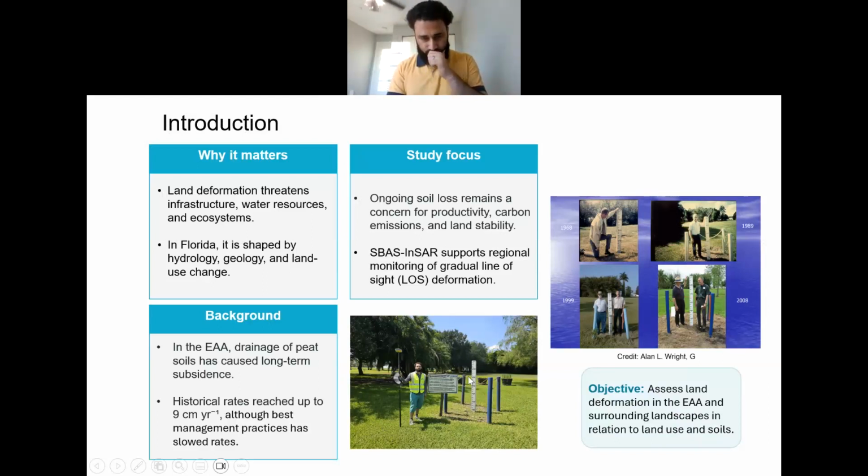You can see this pole, it's the subsidence post. Let's say in the 1920s, the ground was here at the top of this pole. Today, the ground is here. So during this time, this much subsidence has happened. But remember, this is not land subsidence, this is soil subsidence. And what does that mean?